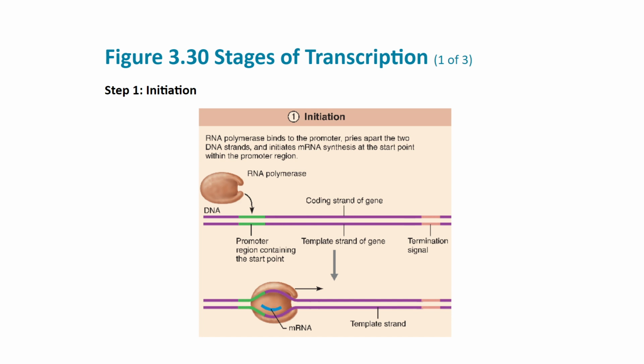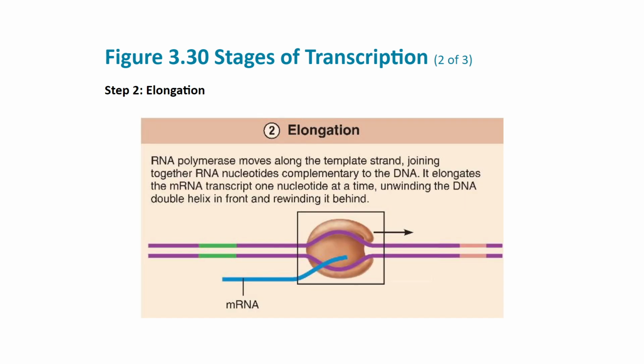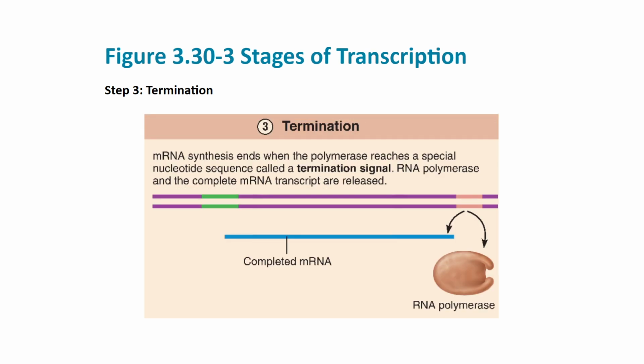So again, initiation begins when RNA polymerase binds to a promoter region and begins unzipping DNA and reading the template strand to create the mRNA transcript. The mRNA transcript will get longer and longer during the process of elongation, thanks to RNA polymerase moving along the template strand and joining RNA nucleotides together that are complementary to DNA, specifically the template strand that it's reading. We will rewind the DNA behind the RNA polymerase, and when the RNA polymerase reaches a stop signal, it will come off of the DNA, and the completed mRNA segment will then go to be processed before it leaves the nucleus.